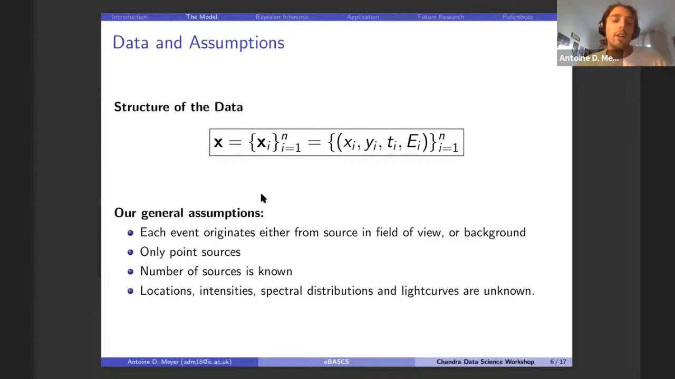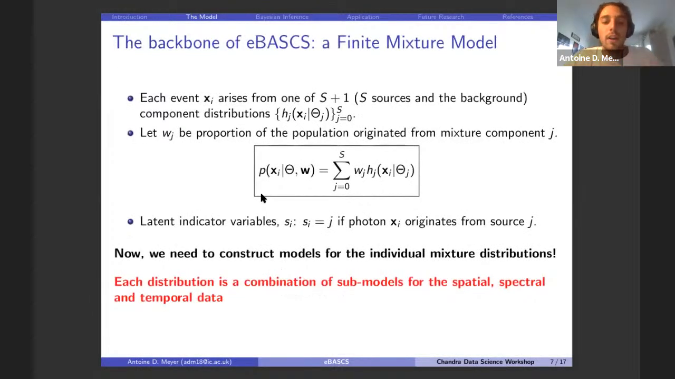And we assume that the locations, intensity, spectral distributions, and light curves are unknown, and we'll try to learn about them. So essentially what you have is some data that is assumed to originate from a collection of subpopulations, and each of these subpopulations represents either some sources in the observation or the background. And in this setting, a natural way of modeling this type of data is via a finite mixture model. So essentially what you're saying is each photon event xi can arise from some component distributions that will represent either the sources or the background.